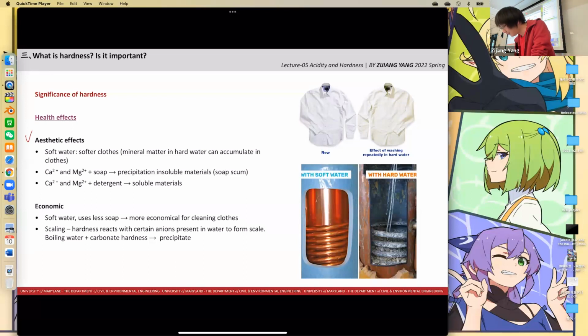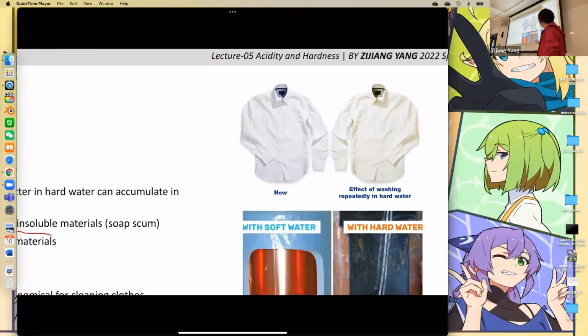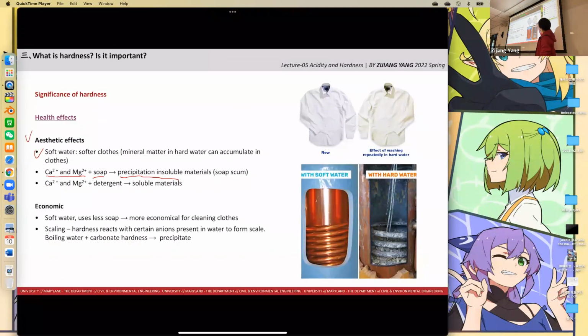Basically, soft water is good for washing our clothes, but hard water has calcium and magnesium in it, and they will react with the soap. Finally, we will form a precipitation, which is insoluble. I just found an example of using hard water to wash clothes, and the color becomes a very light yellow. But actually, if I only tell you this is my new clothes, I think no one will suspect that.